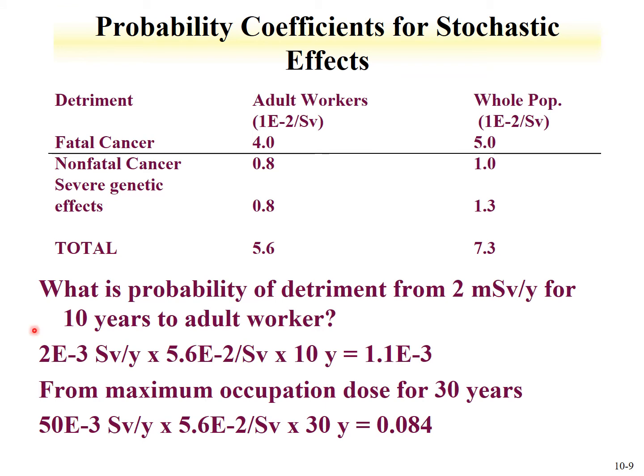If we have 2 millisieverts per year times 10 years times 5.6 times 10 to the minus 2 detriment per sievert, which is given from this value, we get this value, which is basically the increased risk of having some detriment. If we look at the maximum occupational dose for 30 years, which is 50 times 10 to the minus 3 sieverts per year, we do that for 30 years, we see that the increased probability of having some detriment is 8.4%.